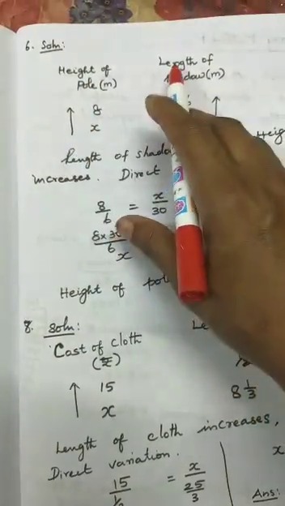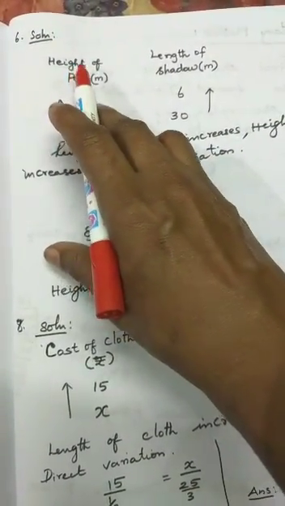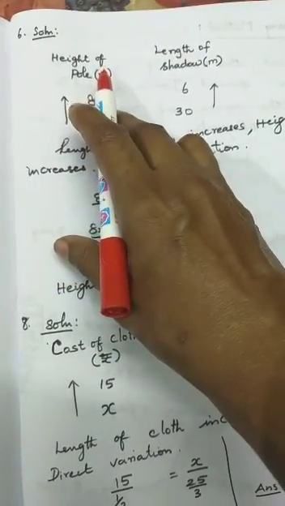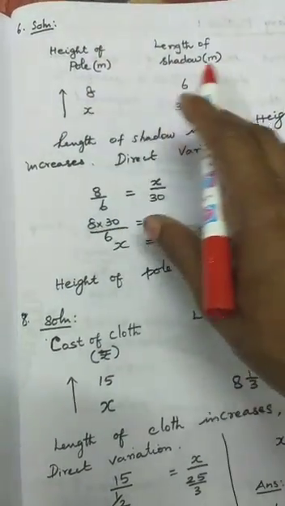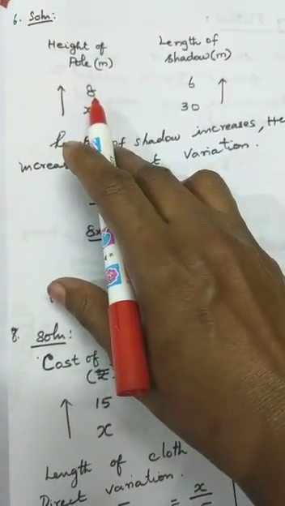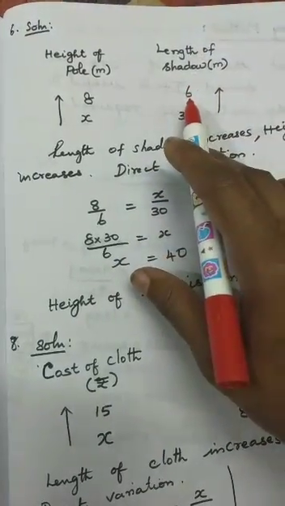Height of pole and length of shadow. One pole, the first pole, the height is 8 meter. Meter here itself we are writing, in meter we are going to write, so here no need to write. So first pole is 8 meter. If you stand near that, the shadow is 6 meter.